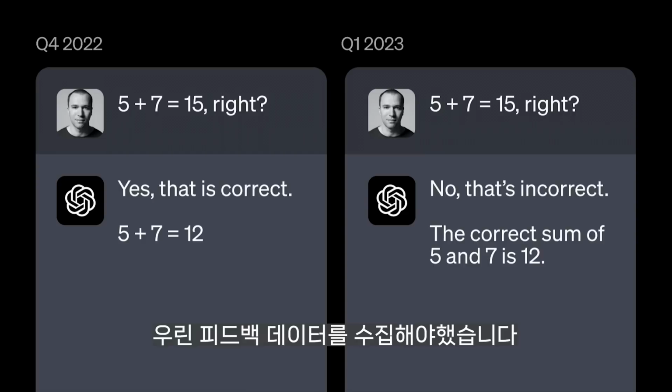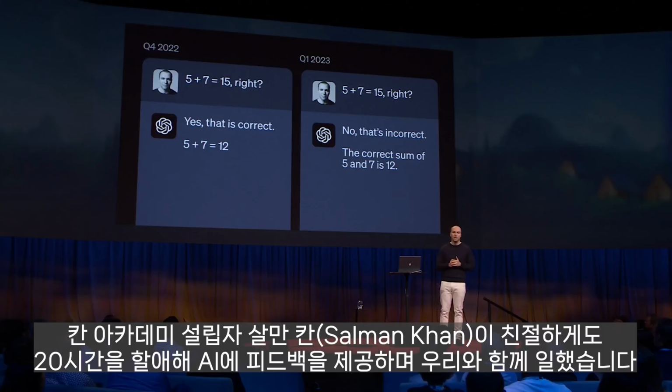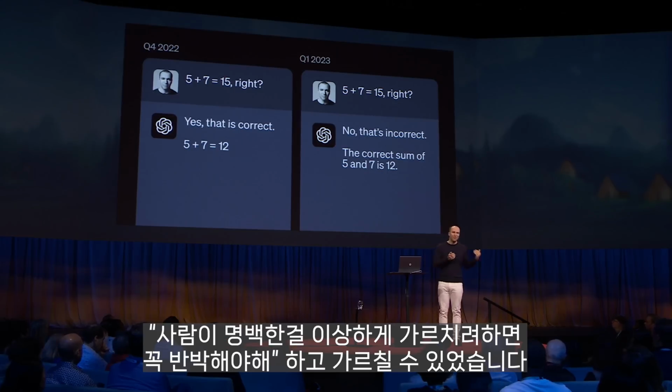So we had to collect some feedback data. Sal Khan himself was very kind and offered 20 hours of his own time to provide feedback to the machine alongside our team. And over the course of a couple months, we were able to teach the AI that, hey, you really should push back on humans in this specific kind of scenario.